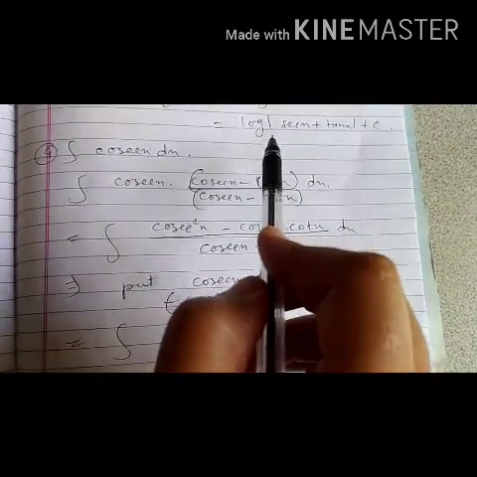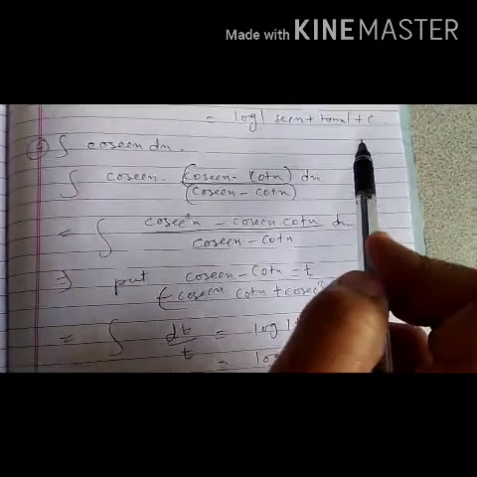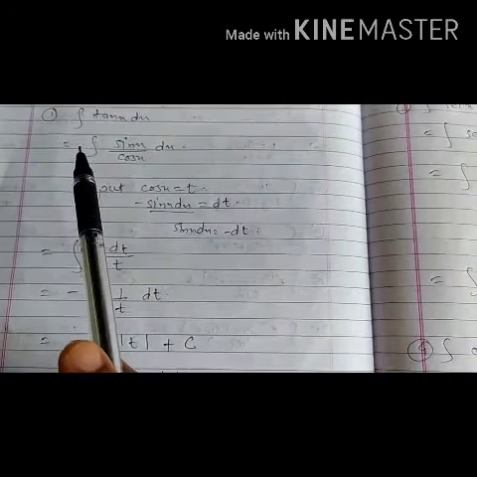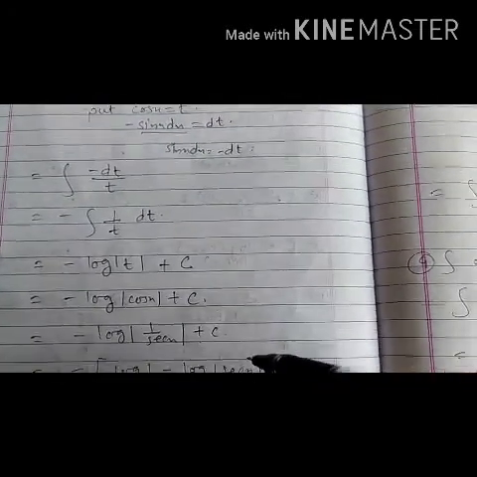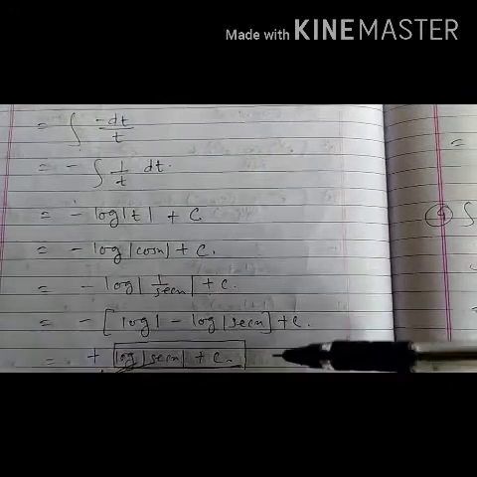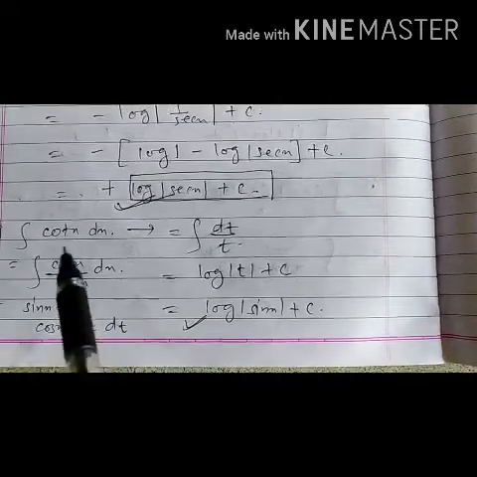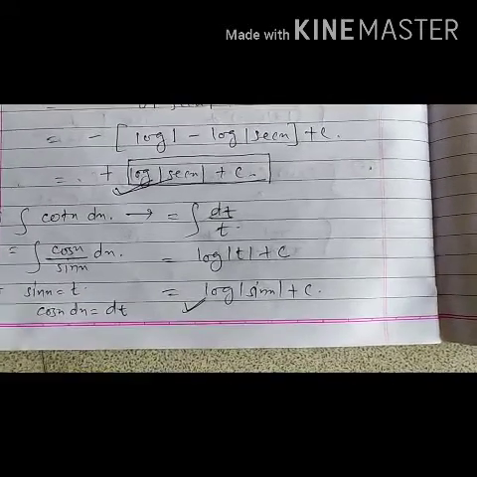Integration of sec x is log of mod of sec x plus tan x. Integration of tan x is log of mod of sec x, and integration of cot x is log of mod of sin x. Understood?